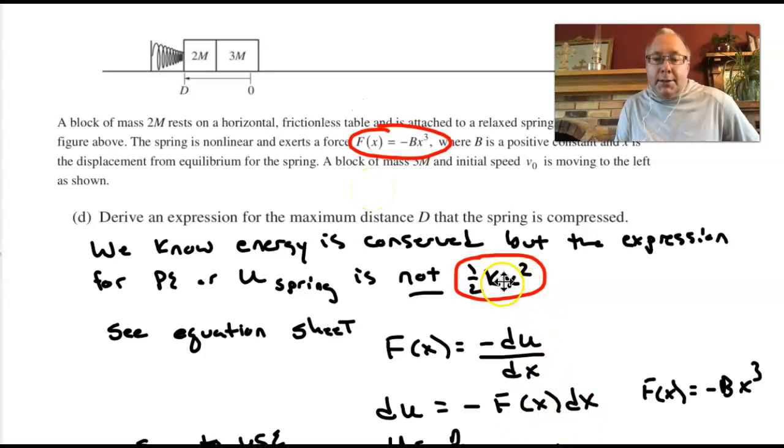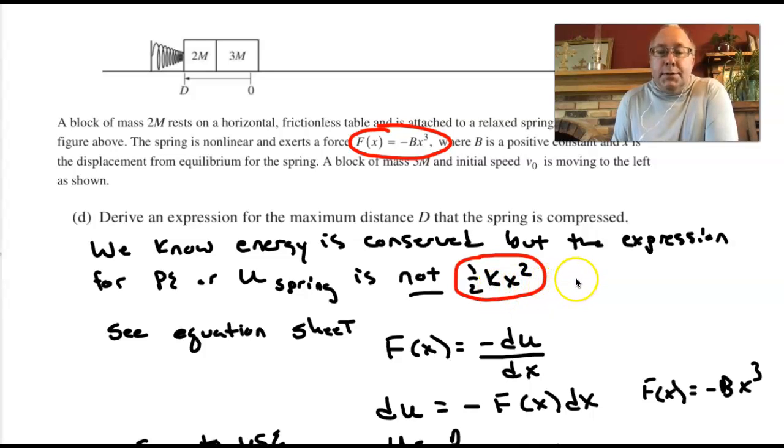This 1/2 kx squared came about from integrating kx dx, when we knew that it was a linear spring where Hooke's law is force is k times x. If you integrate kx dx, you get 1/2 kx squared. So what we need to do here is take our force function, and if you look at your equation sheet, there's a relationship between work and potential energy. So dW equals F of x dx. Remember that potential energy is the negative of the work. So if you have a force function, it's always equal to negative dU/dx, where U is the potential energy function of x.